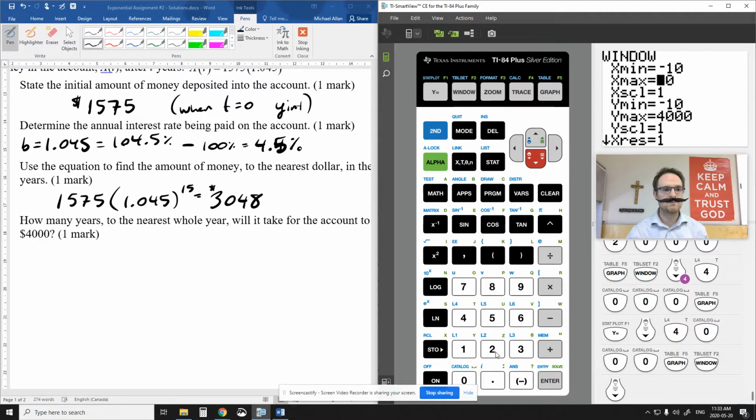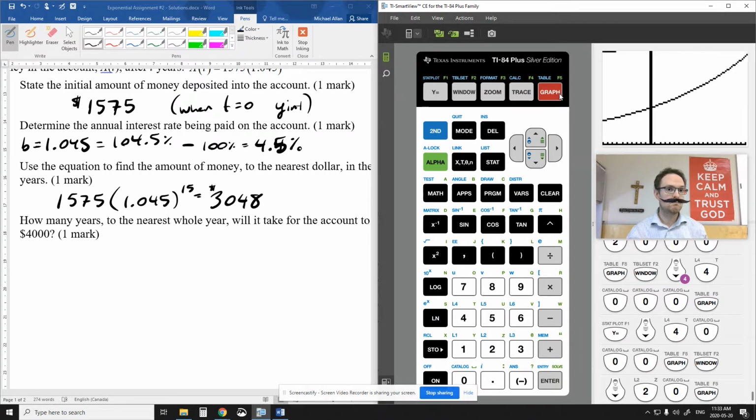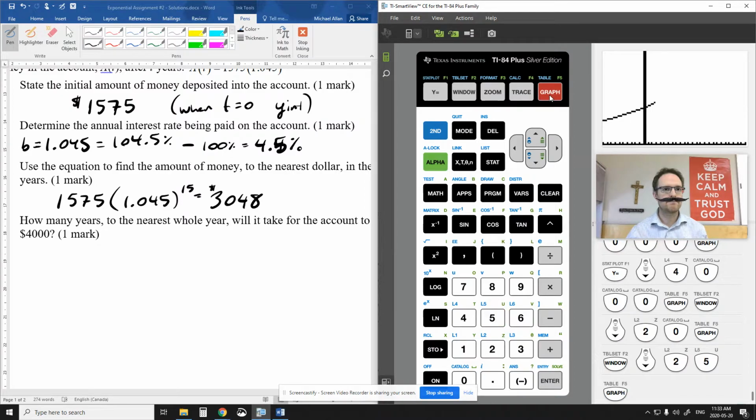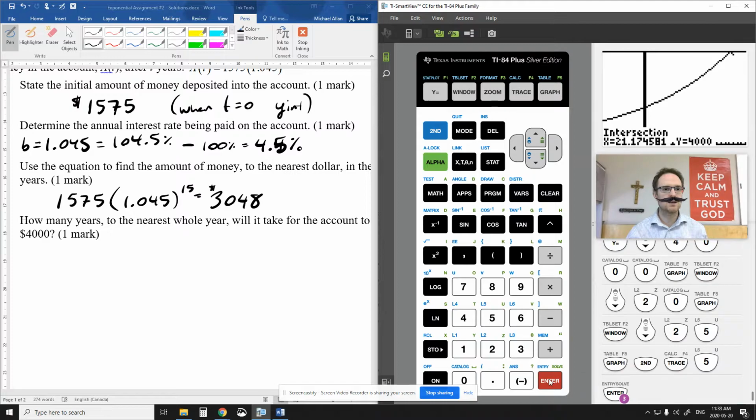If I try to intersect, it's going to cause some problems. So I've got to make my X max a little bit longer. I know it's got to be more than 15, because 15 is only $3,000. So let's put down 20. Oh, I don't think so. Not quite. Let's go a little bit more, so let's go 25. Perfect. Second trace, 5, enter, enter, enter. So it's going to take 21 years. Oh, actually, 21 years may not be enough. It's going to take 22 years.